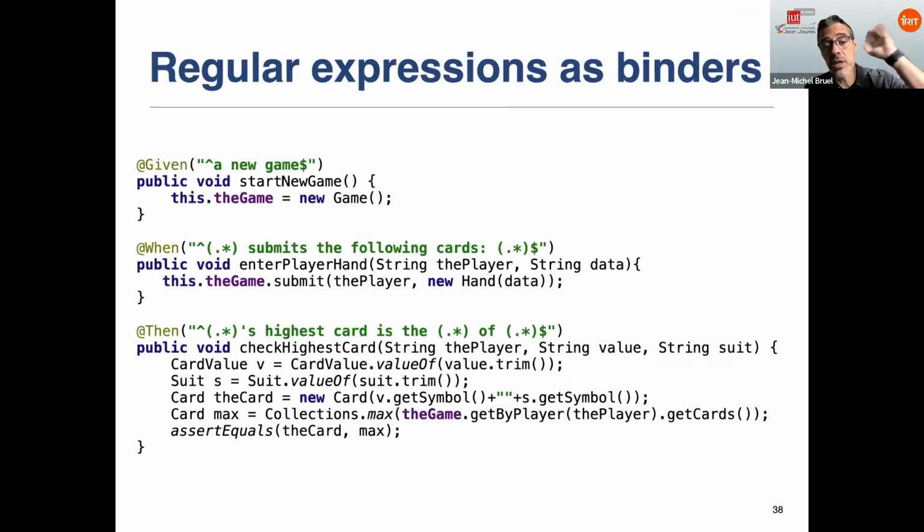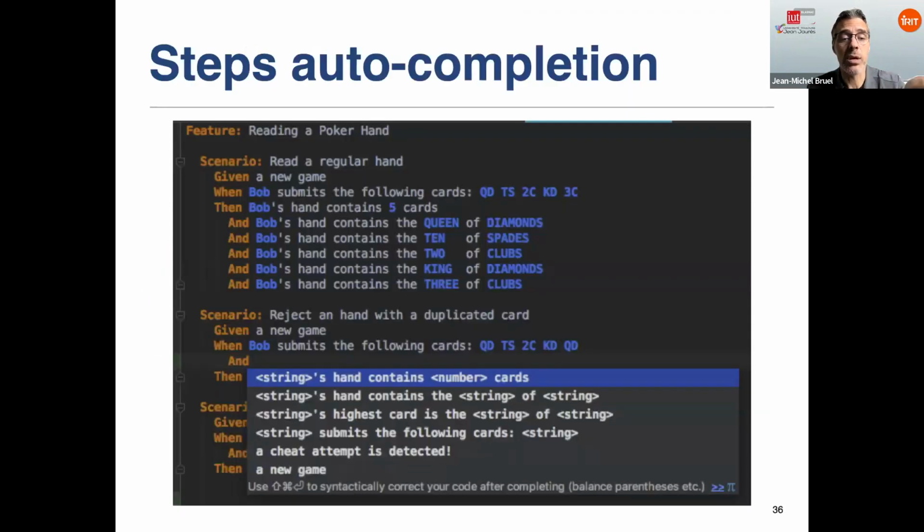That means that the acceptance tests are going to be written by the user itself, not by the programmer. You will get the acceptance test written in natural language almost. And the next step, your responsibility as a developer, will only be to map. Okay, what is the meaning of given a new game? What is the meaning of when Bob submits blah blah?